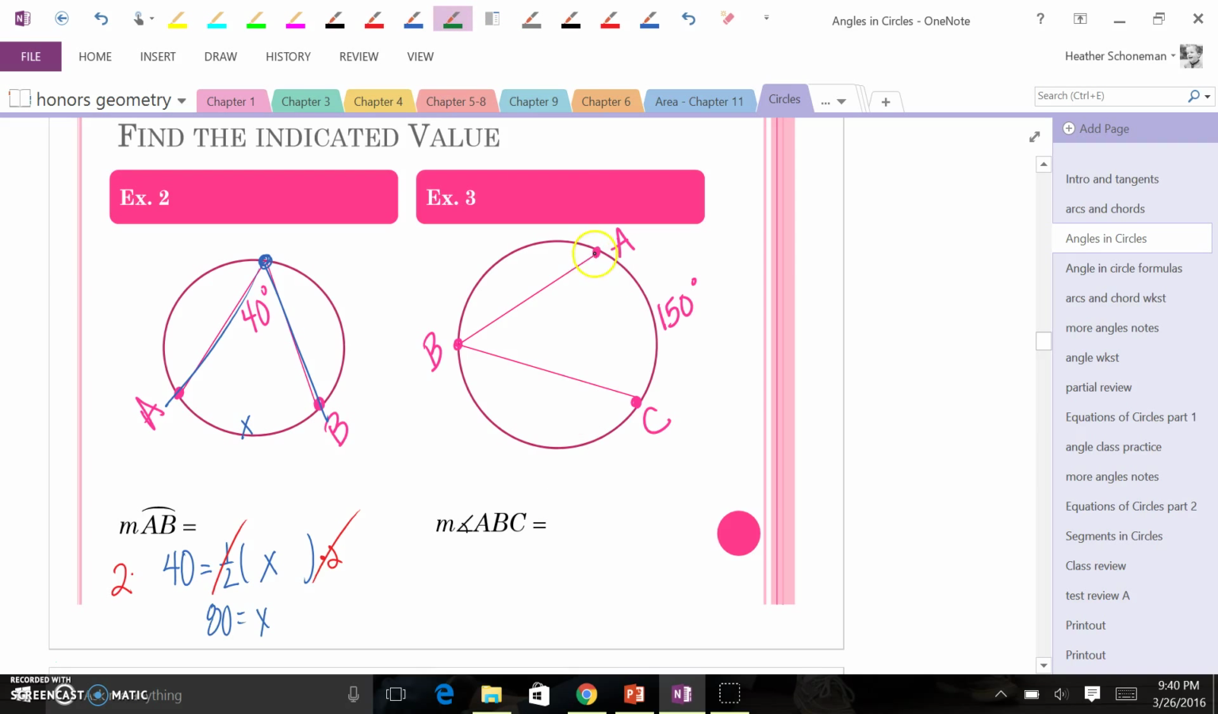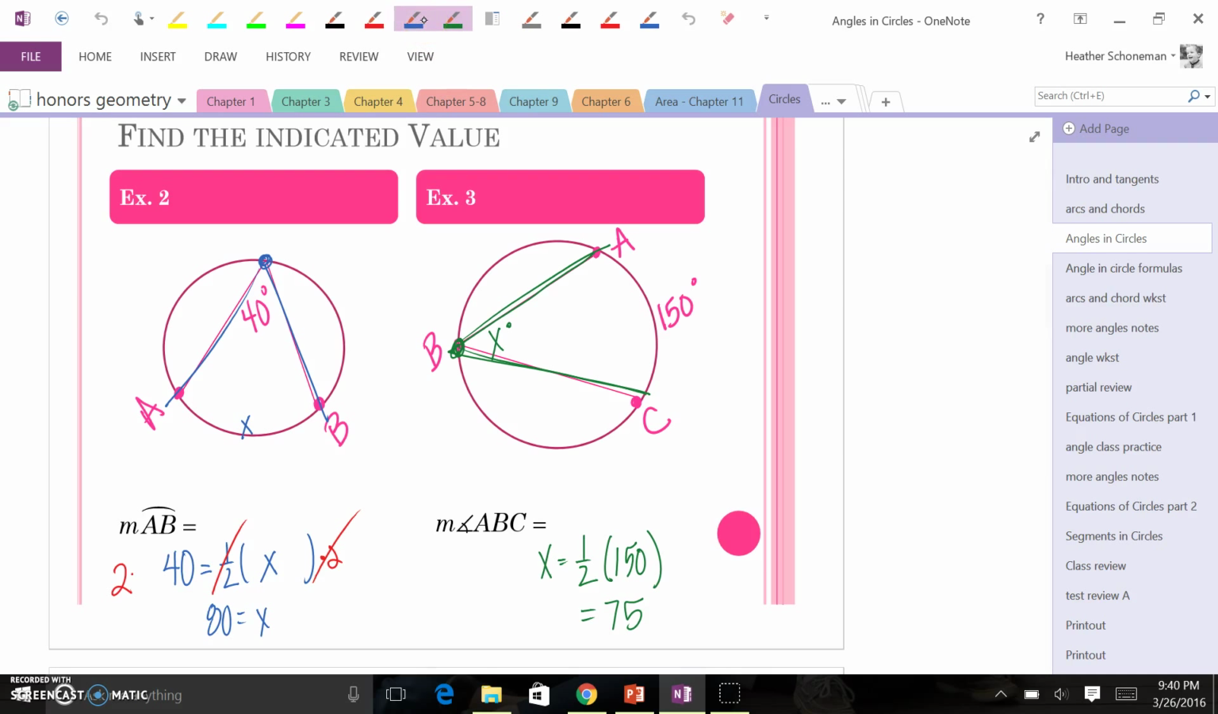Over here, they want angle ABC, this angle right here. The vertex is on the circle, formed by two chords. It must be inscribed, so this angle is 1/2 of the intercepted arc, and the intercepted arc is 150, so half of 150 is 75.